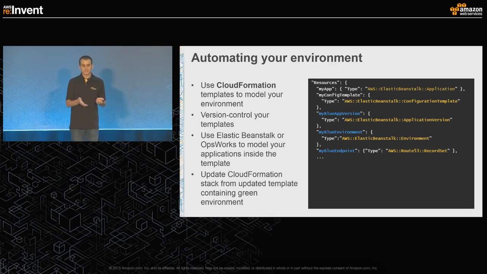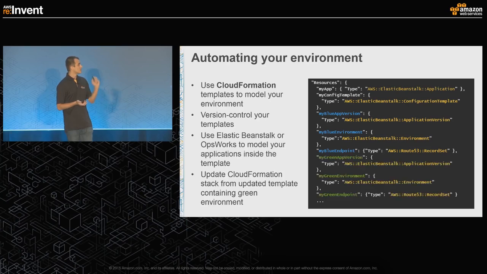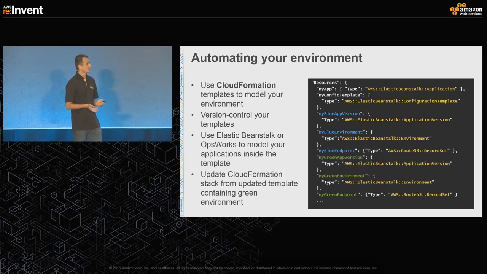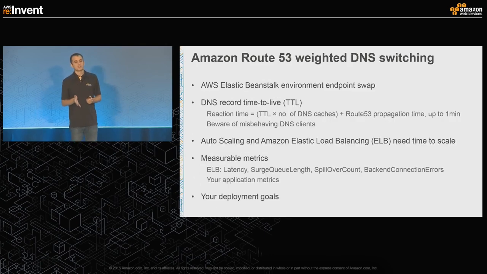And we can use higher level services, like in this example, OpsWorks or Elastic Beanstalk, and model those with our CloudFormation template. And then when we're ready to launch the green environment, we simply update the template, add the green resources to it, and then update the CloudFormation stack. And CloudFormation will provision all those green resources for us. The key question then becomes, how quickly can you shift traffic over?